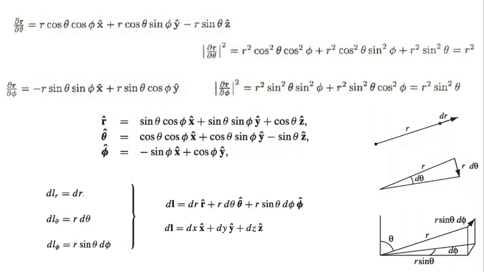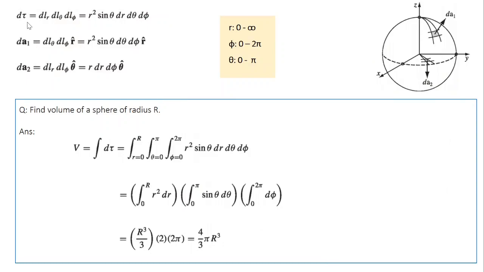Once you define the line element, it's straightforward to define the surface element and the volume element. If you recollect the Cartesian coordinate system, a volume element d tau is defined as dx into dy into dz. Similarly, in the spherical polar coordinate system, d tau is dl r into dl theta into dl phi. Substituting for these, you get d tau equal to r square sine theta dr d theta d phi.